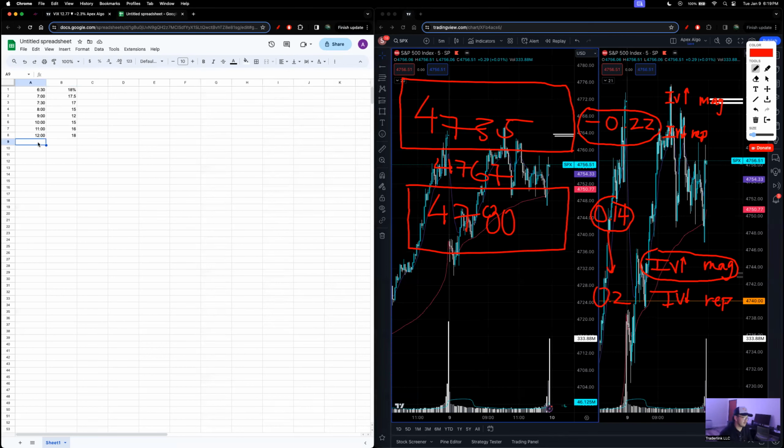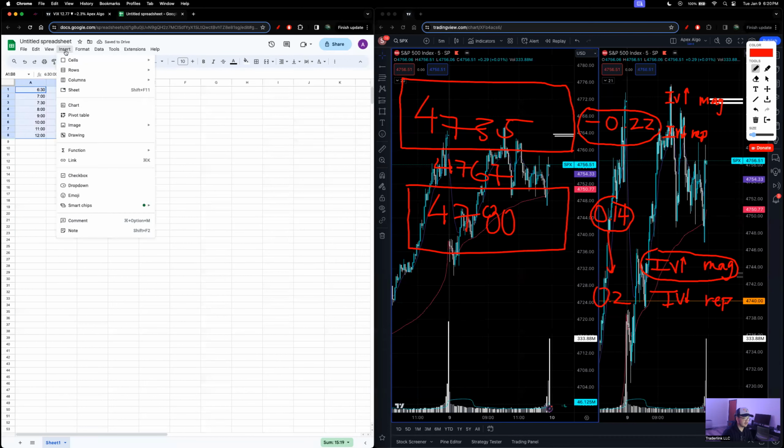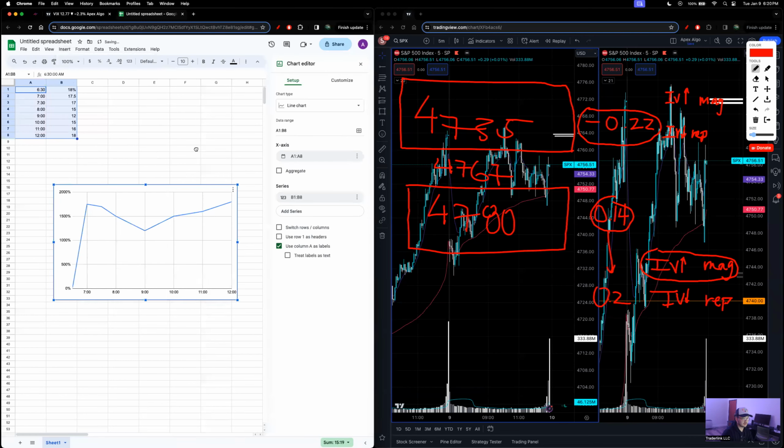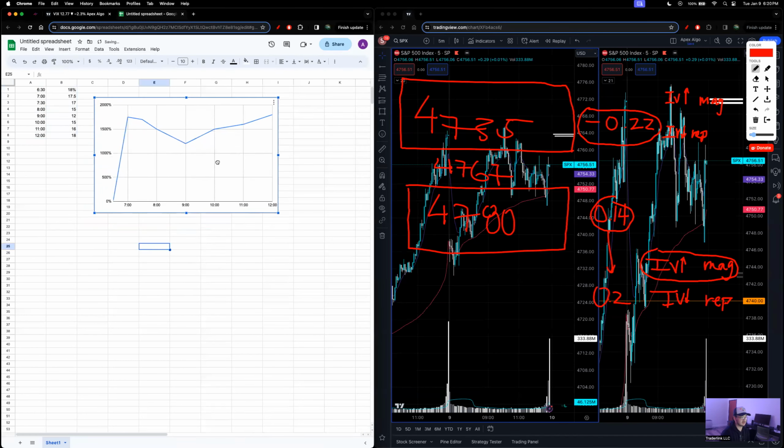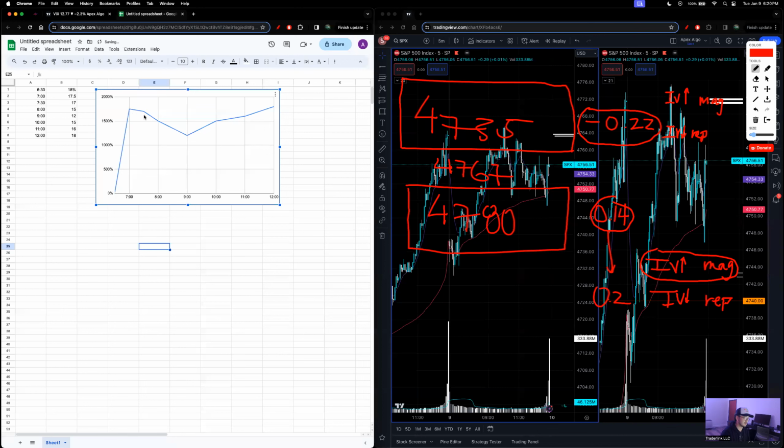Sorry, continuing forward, now what you can do is, if you really wanted to, you can just graph it out. You know what? We're not going to do it like that then. Sorry, brain fart, insert chart and then line chart. So you can kind of track volatility like this. At X time, it's dropping, dropping, dropping. This is just another way to measure it. You don't have to do it like this. I don't suggest you do it like this.